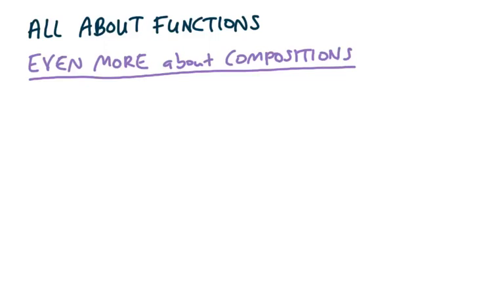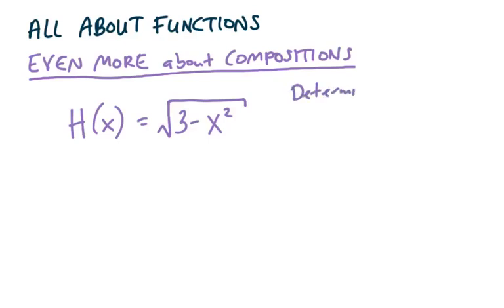But what I'd like to look at in this video is, let's say we were given a function that's the result of a composition. So I'm going to call this, just for ease, big H of x. And I'm going to assume that this big H of x is the result of composing functions f and g. So let's say that H of x is equal to the square root of, how about 3 minus x squared? And what I'd like to do with us all now is determine a possible f and g.